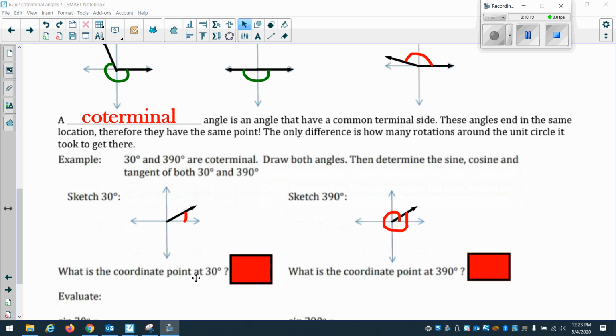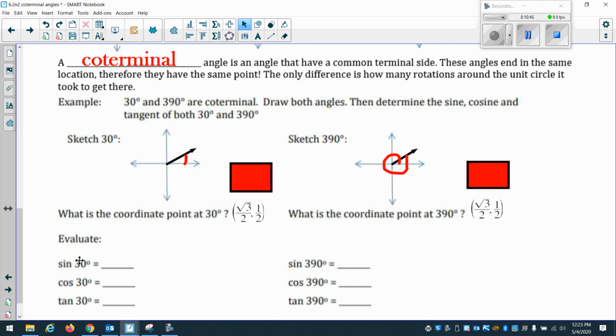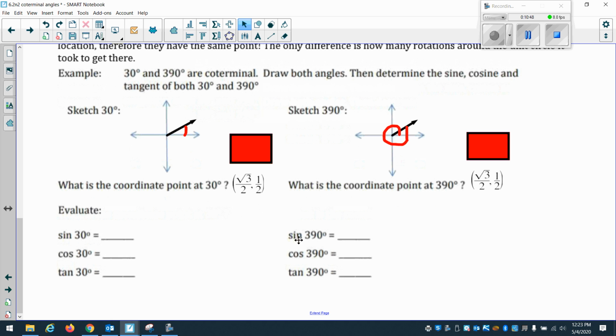So what is the coordinate for the point at 30? Well, looking at the unit circle and special rates, we have root 3 over 2 and 1/2. What is the coordinate point at 390? Oh, look at that. The same thing. Even though it made one complete rotation, you're still ending at the same spot. So your terminal side is ending at the same spot. So now we want to evaluate sine, cosine, and tangent for both. So pause the video and find the sine, cosine, and tangent for 30 degrees, as well as sine of 390, cosine 390, and tangent of 390.